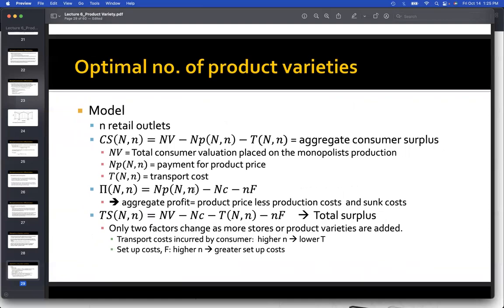So you have N outlets. Your consumer surplus is the following: NV, which is the value of the market, minus NP, which is the price at which people are buying the products, minus TNN, which is the transport costs associated with N stores. Meanwhile, profits are the price times N, which is the revenue. Whatever the consumers are paying is all being transferred to the firm, to the monopolist. Minus NC, which is the marginal cost of production.